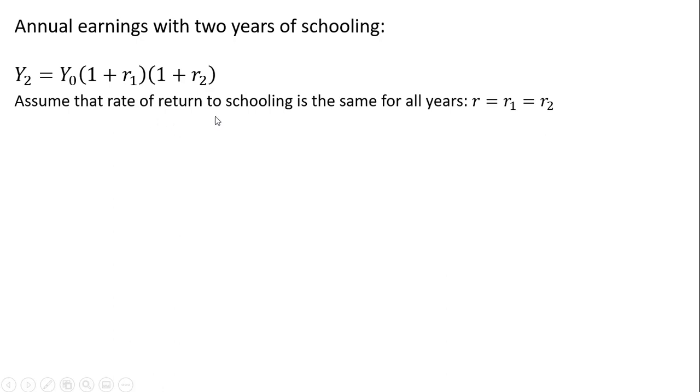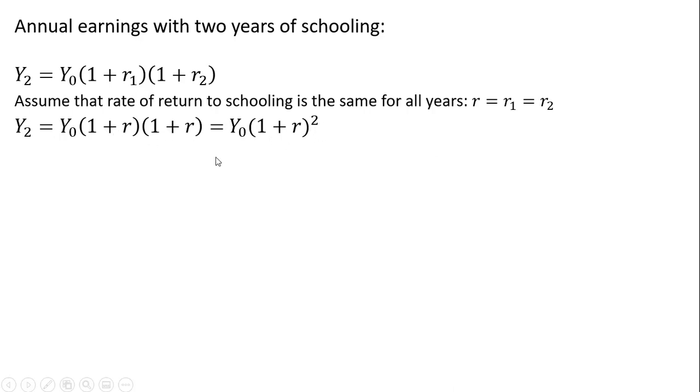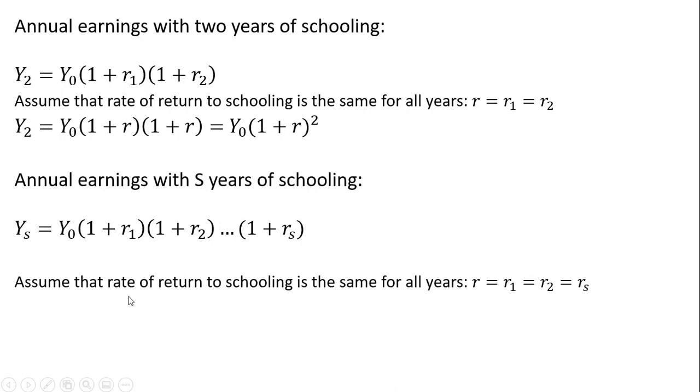We're going to assume that the rate of return to schooling is the same for all years. So removing those subscripts on the R, we've got two terms in parentheses here, so we can just put a squared on one of them. And the annual earnings with S years of schooling are going to look like this. And once again, assuming the rate of return to schooling is the same for all years, getting rid of the subscripts on R's, we'll just simplify down to this.